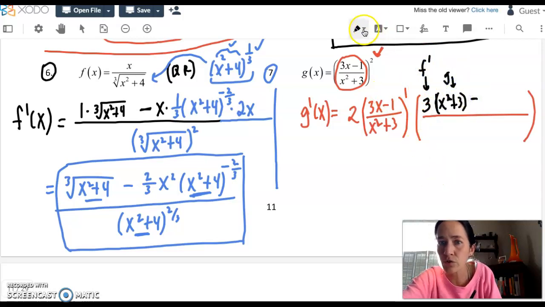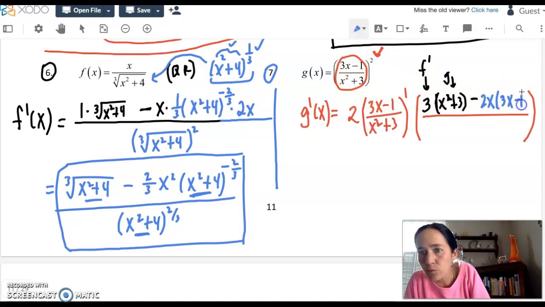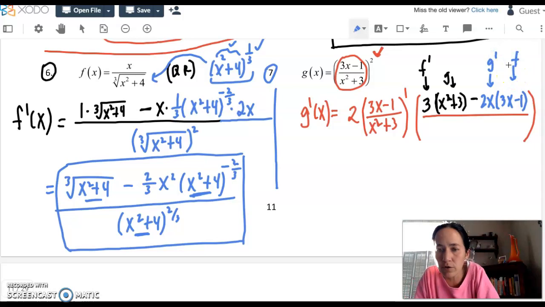Minus, since it's a quotient rule, and now it's time to write g prime f. So derivative of the bottom, 2x times the normal numerator, 3x minus 1. See if that looks okay for g prime and then f, or regular numerator. On the bottom, we just get to write the existing denominator squared, which is nice. So x squared plus 3, and then that thing is squared.